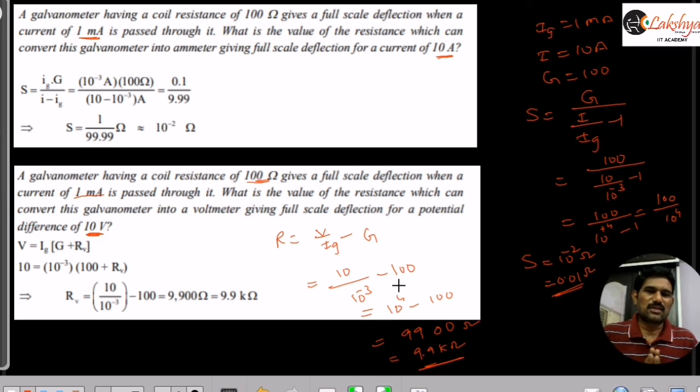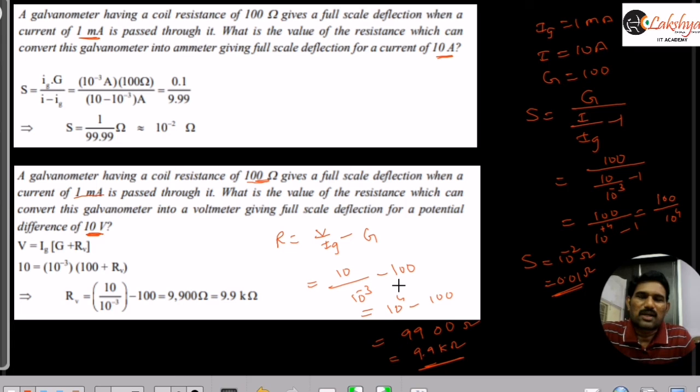So up to now we discussed the conversion of galvanometer into ammeter and into voltmeter. Don't get confused: an ammeter is always connected in series with the circuit, and a voltmeter is always connected in parallel with the circuit. But for converting a galvanometer into an ammeter, a small resistance must be connected in parallel, and to convert it into a voltmeter, a very high resistance must be connected in series. These are the expressions for how much resistance we need to connect.